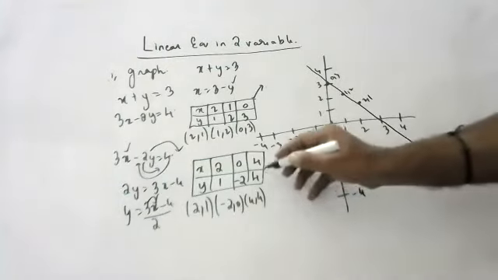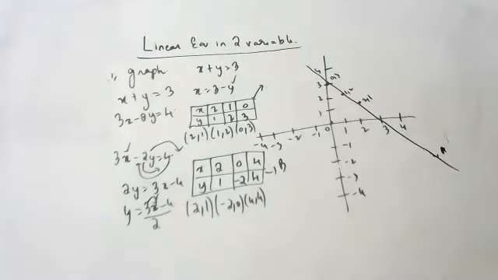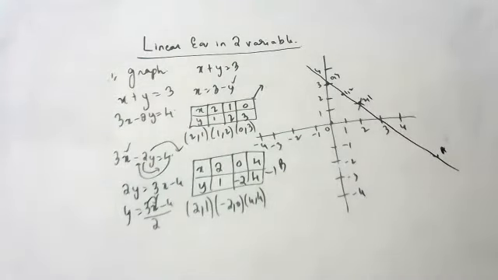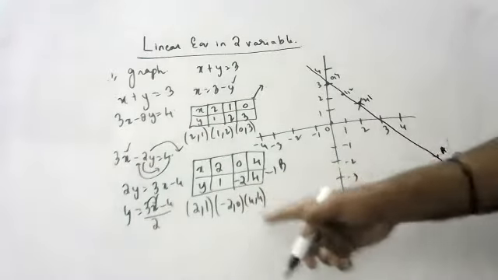Now we will draw line B. So what is the first one? 2 comma 1. This we will mark with a cross. Second one is minus 2 comma 0.